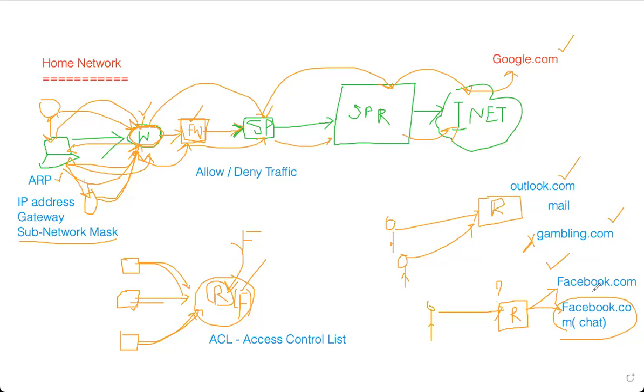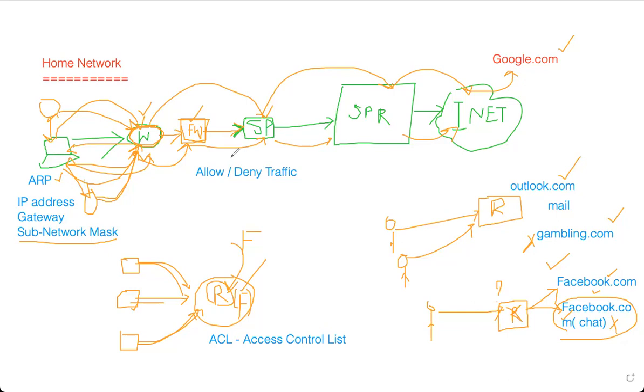So both facebook.com and the chat inside it are using the same IP address, but I wanted to block chat. I want to allow facebook.com. How can I achieve this? Any idea? Yeah, this is not possible with the IP addresses because they both are using the same IP addresses. That's why this use case cannot be done using the router.